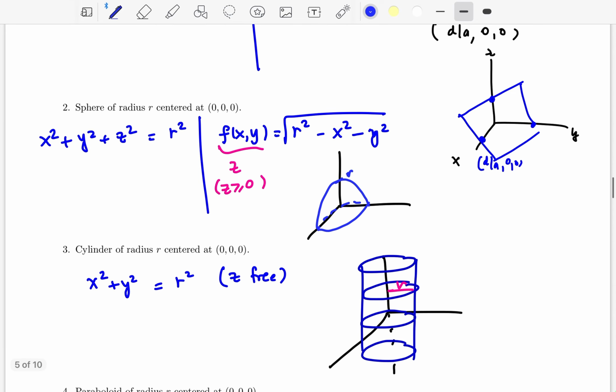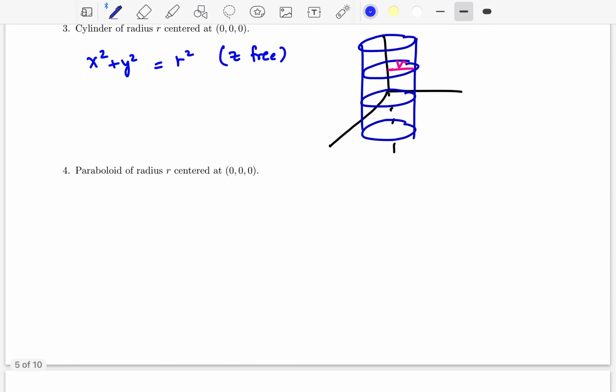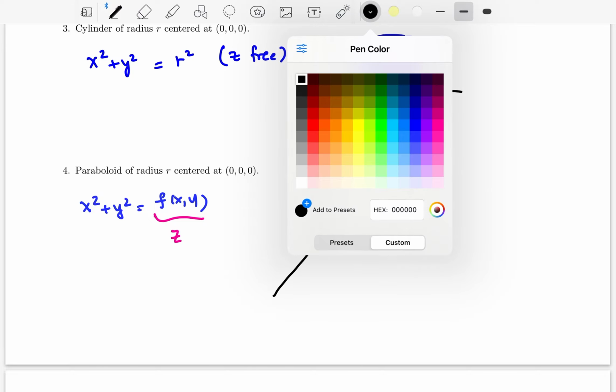Now what's going to happen is if I replace that r with f of x, y, so now I have x squared plus y squared equal to f of x, y, then this is going to be my z, okay? And then as you plug in, you end up getting something called a paraboloid, okay? So it's always positive, so your z is only above the xy plane. And then if you plug in 0, 0, you get the point 0, 0.